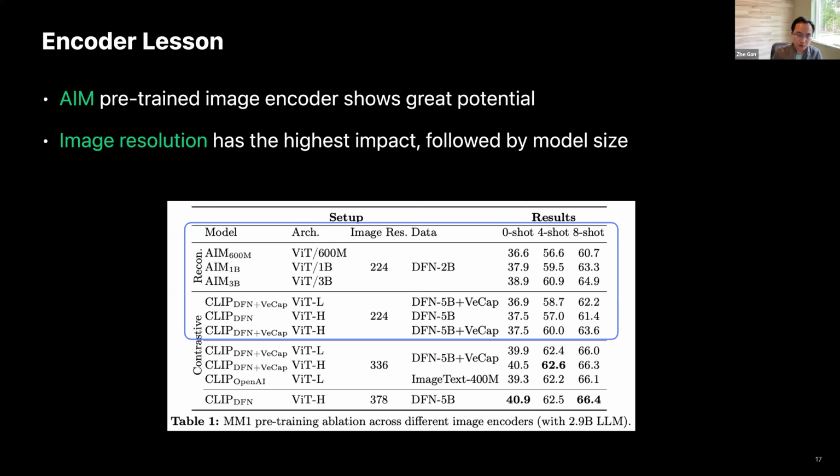I think this is also intuitive, and also widely observed in other papers: the language model becomes larger and larger, but the image encoder side always seems relatively small. And here we also observe that the image resolution has the highest impact, rather than the model size itself.